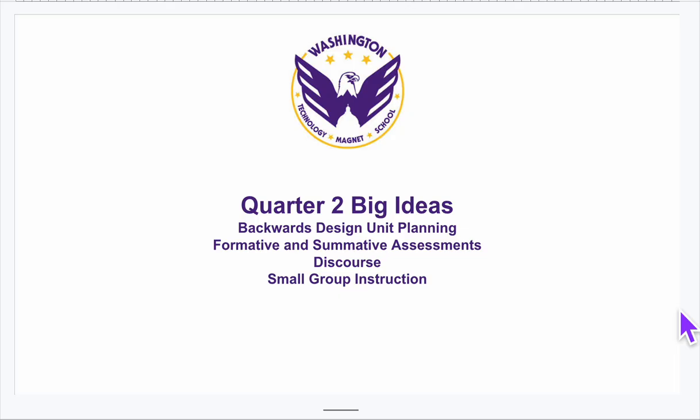This quarter, as we stride into quarter two, we are going to be continuing our backwards design unit planning, creating and looking at our summatives and our formative assessments, and utilizing criteria to ensure that students understand standards and benchmarks. So they're really reaching towards that standard and being assessed on standards learning.